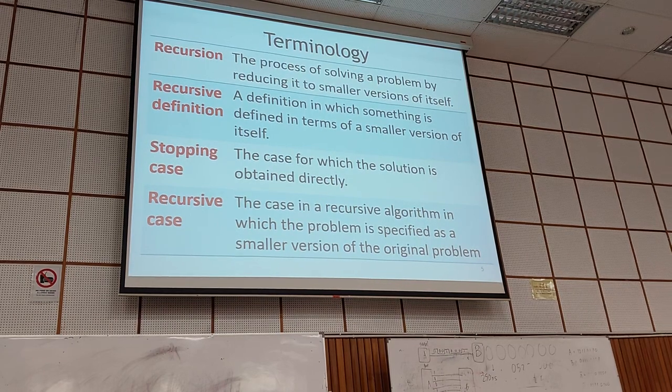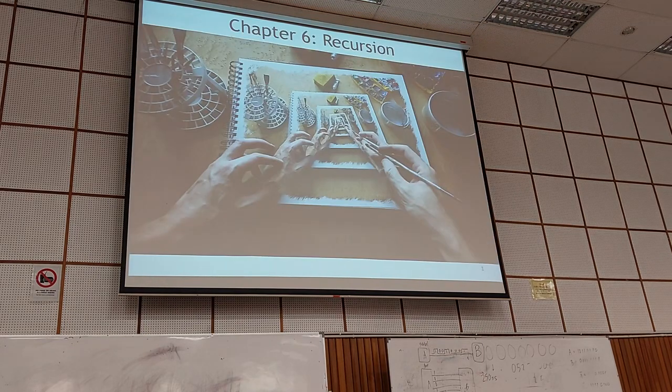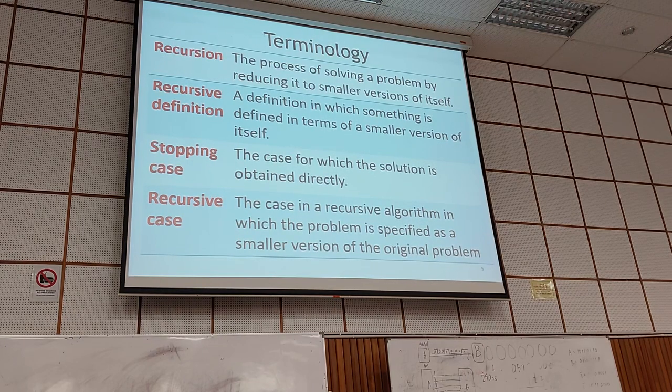Recursion is a process of solving a problem by reducing it to a smaller version of itself. Do you see this image here? It's the same image again and again, just a smaller version of it. So we can define it as something defined in terms of a smaller version of itself. Basically, we also can define it in terms of a base case.